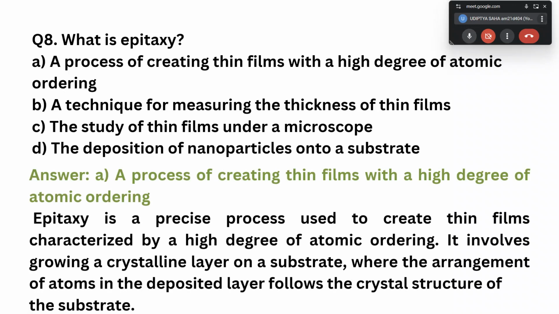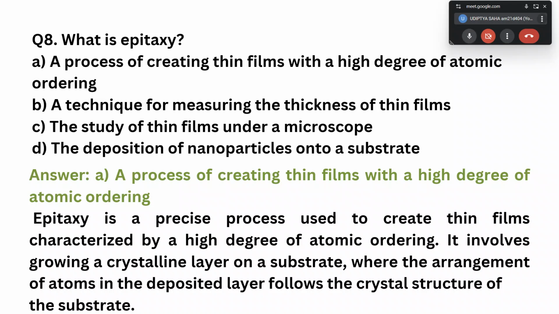So it is a process of creating thin films with a high degree of atomic order. Epitaxy is a precise process used to create thin films characterized by a high degree of atomic ordering. It involves growing a crystalline layer on a substrate, where the arrangement of atoms in the deposited layer follows the crystal structure of the substrate.